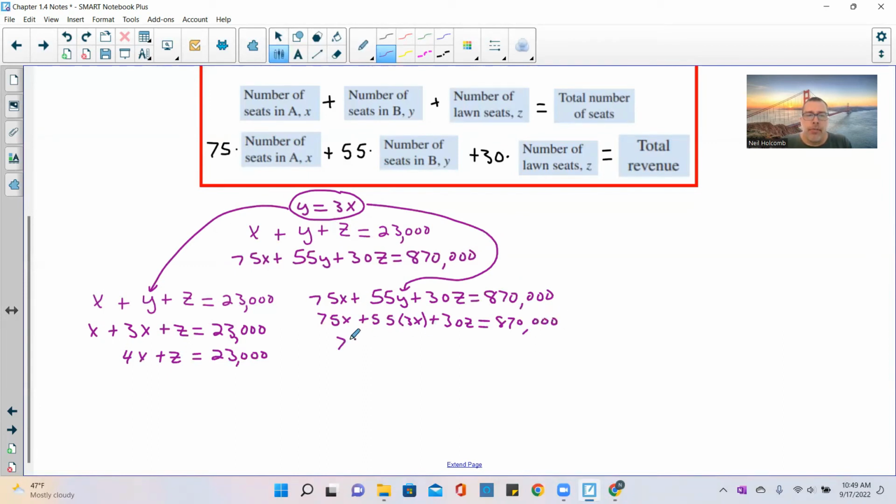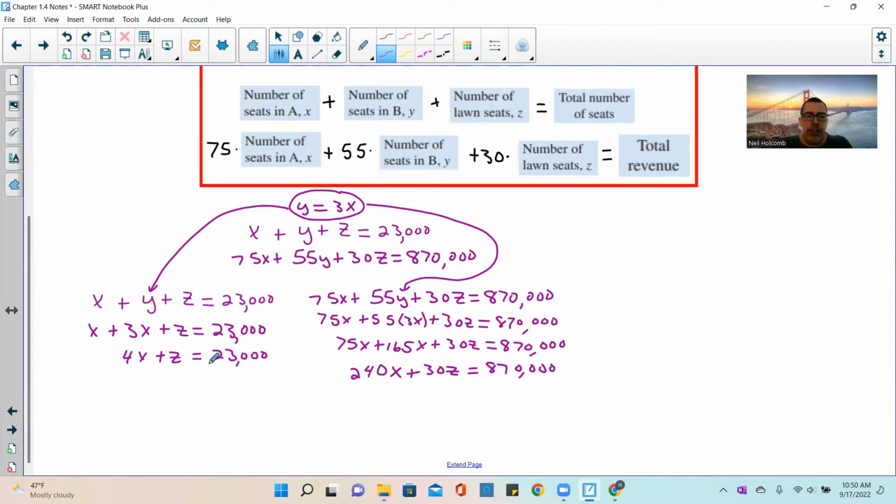75x plus 3 times 5 is 15, carry the 1. 3 times 5 is 15, plus that carried 1 is 165x plus 30z equals 870,000. Now 75x, 5 plus 5 is 10, carry the 1. 7 plus 6 is 13, plus 1 is 14, carry the 1. 1 plus 1 is 2. 240x plus 30z equals 870,000.